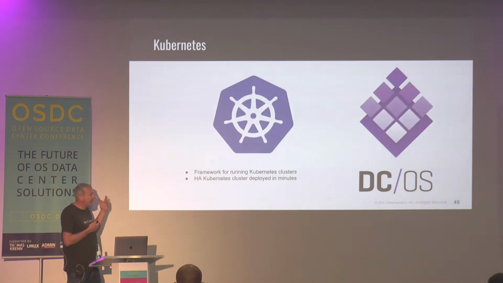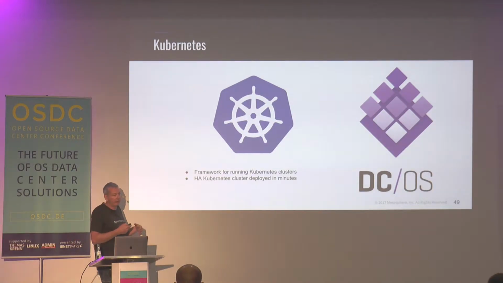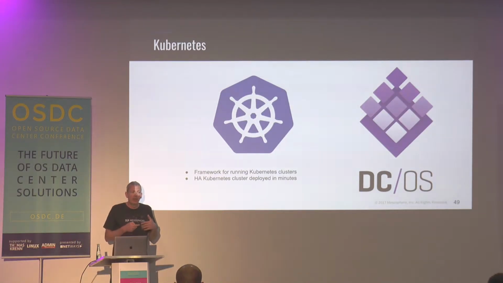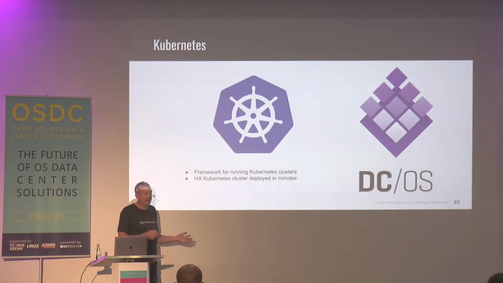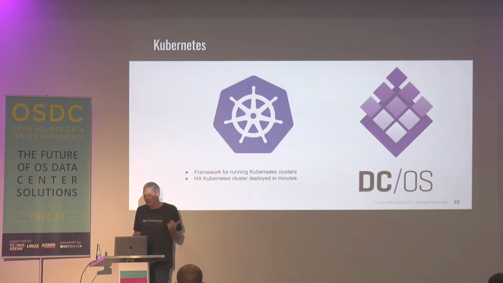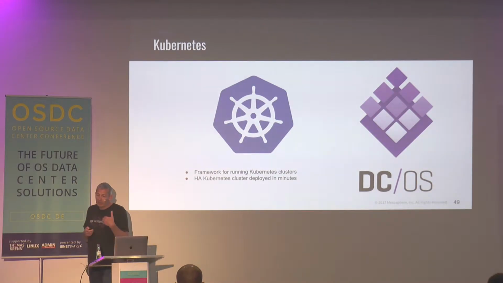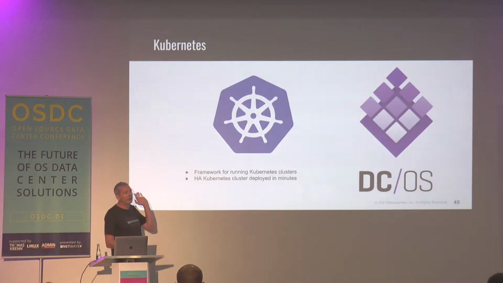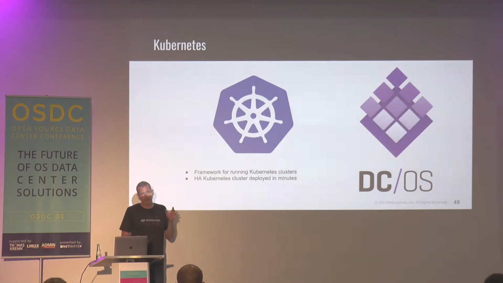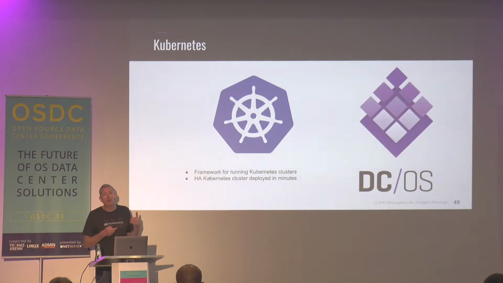And then we've also added Kubernetes as a framework natively running on Mesos. Really that's about abstracting away all the operational complexity of running Kubernetes. If you look at something like Kelsey Hightower's Kubernetes the Hard Way, you've got something like 20 plus discrete steps for how you actually deploy a Kubernetes cluster.